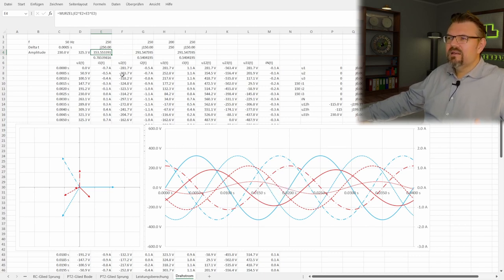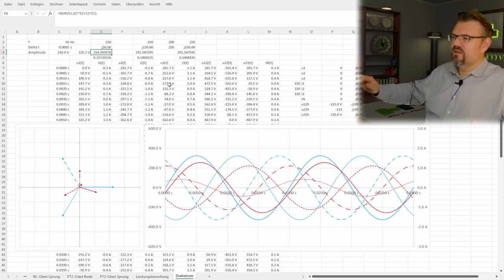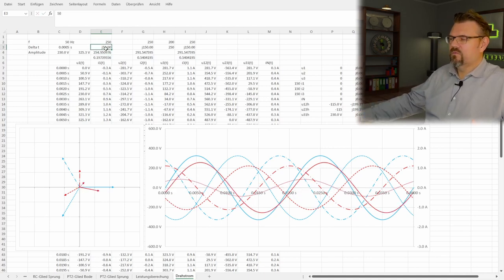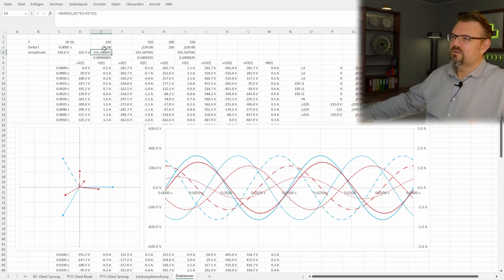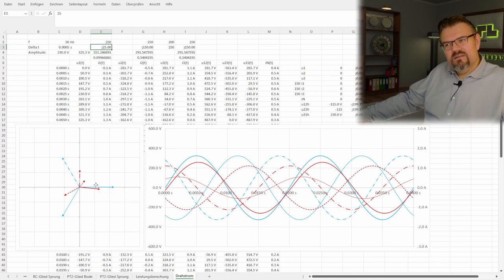Yeah, so let's make it a little bit smaller, let's make 50, or let's make 25. Then our I1 is bigger. Since I've only reduced the reactance, the phase angle is getting smaller. So the time delay between U1 and I1 is getting smaller. And we see now that the neutral current has a totally different phase angle. Yeah, totally different. And it's much bigger.